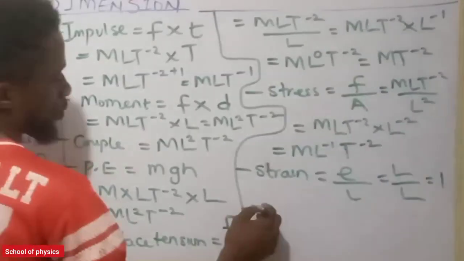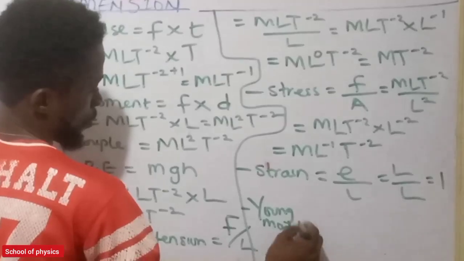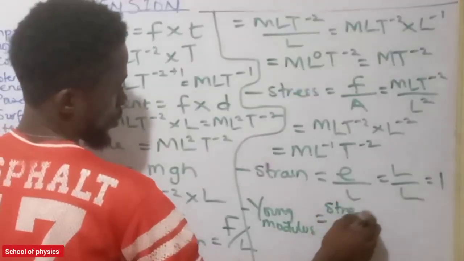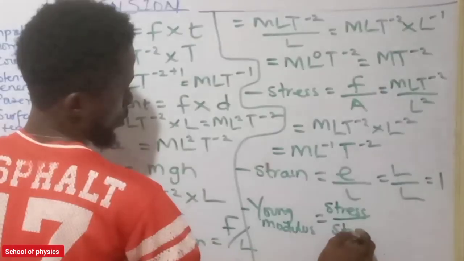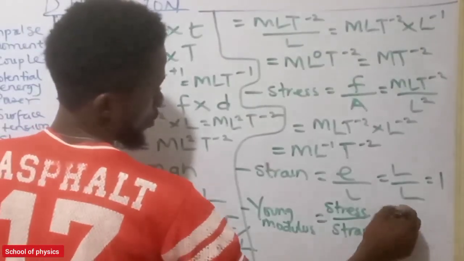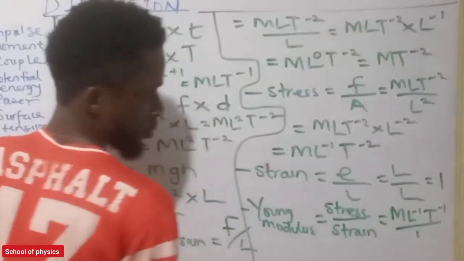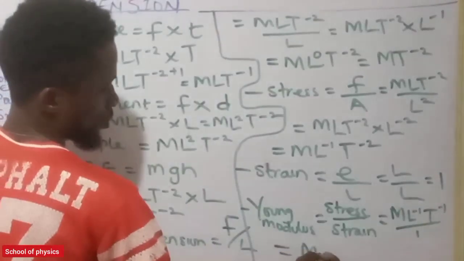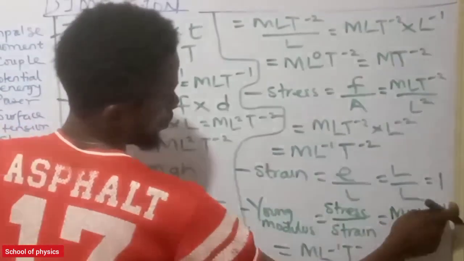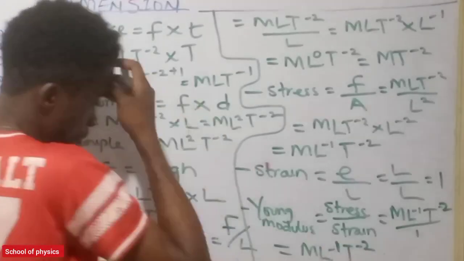Last but not the least, Young modulus. Young modulus is the ratio of stress to strain. So in elasticity, Young modulus is the ratio of stress to strain. That will be stress all over strain, which is the same thing as ML^-1T^-2 over 1. So our answer will remain the numerator. The numerator is ML^-1T^-2. So that will be ML raised to the power minus 1 and T raised to the power of minus 2.